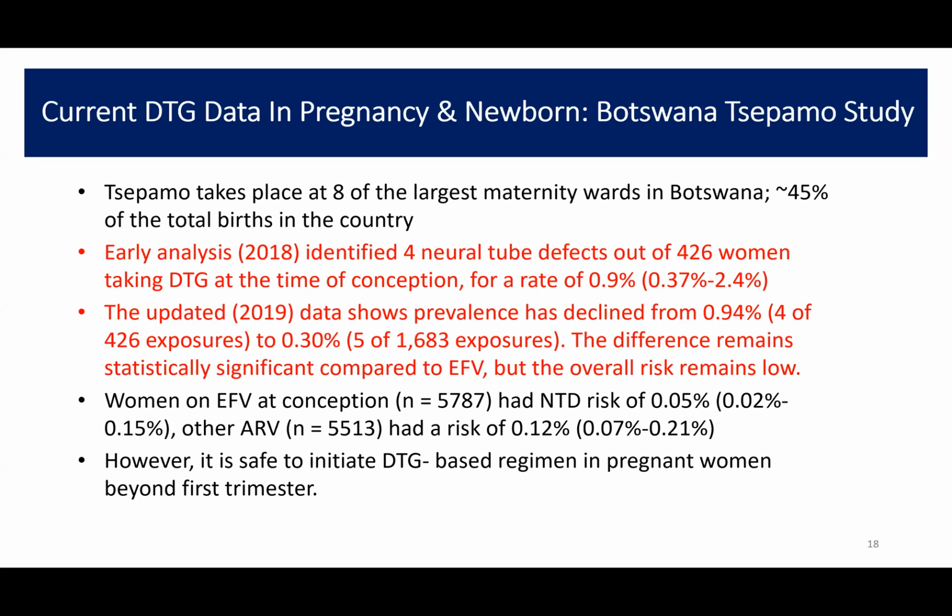The data which was updated in 2019 showed that the prevalence of neural tube defect has been further reduced to 0.3%, which means out of 1,000 women who were on dolutegravir at the time of conception, just 3 had neural tube defects in their babies. Now, this difference remains statistically significant as compared to efavirenz, but overall risk still remains low. This data is further being collected, so the denominator, that is, out of how many exposed, is going to increase day by day, and we will get firmer data as time goes along.